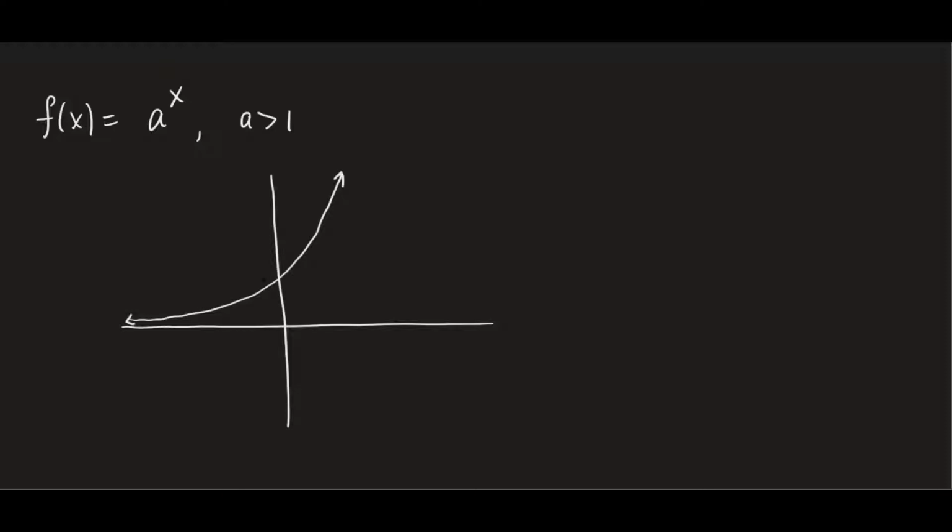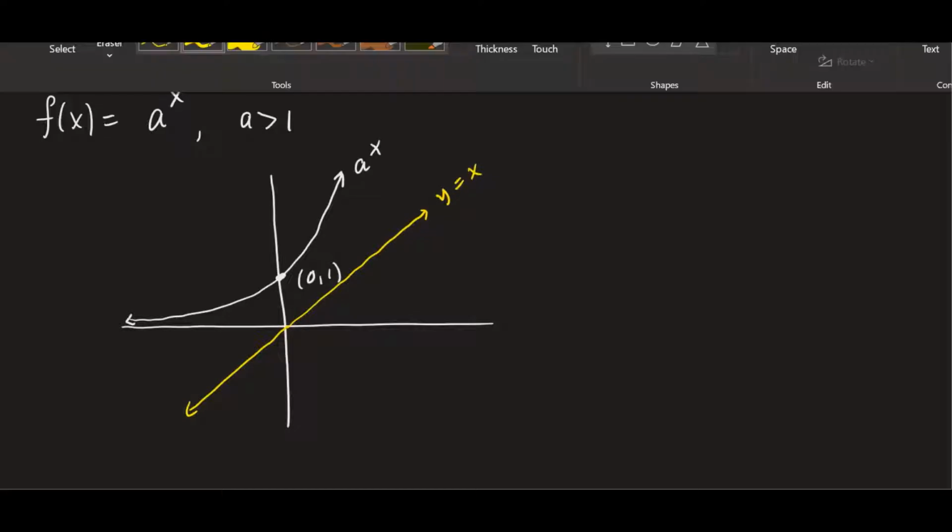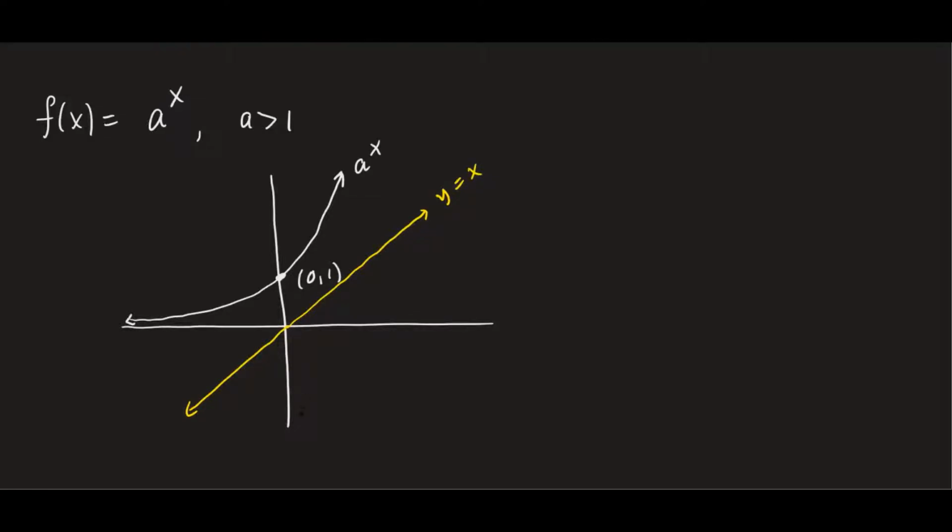It goes through the point (0, 1), which is the y-intercept. So this is the graph of a to the power x. Now, if we were to graph the inverse function for this given function, we would have to reflect the given graph about the line y equals x. So let's suppose this is the line y equals x. If you reflect a to the x about this line, you will obtain this graph.